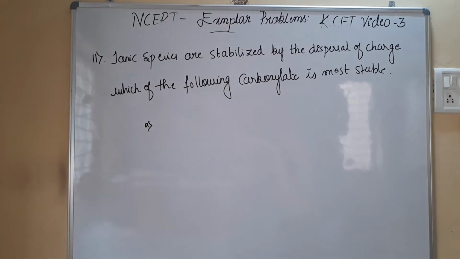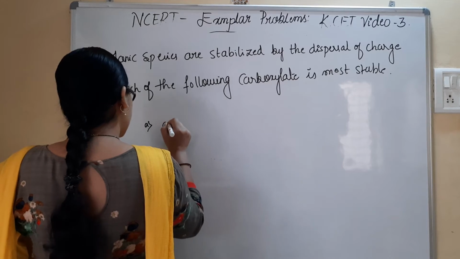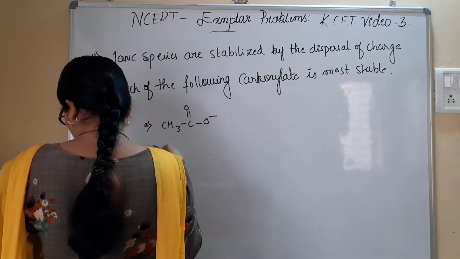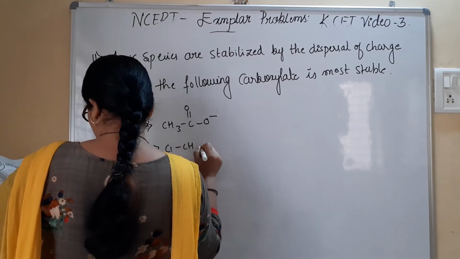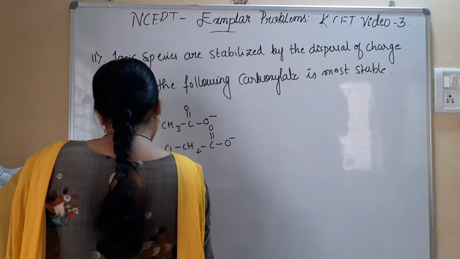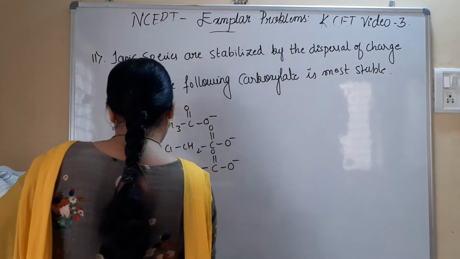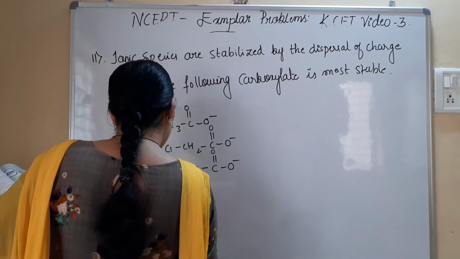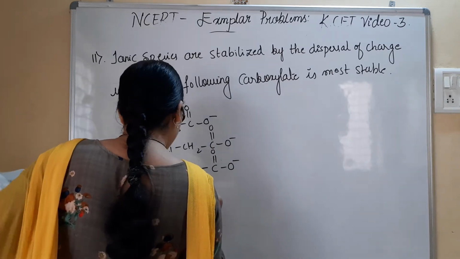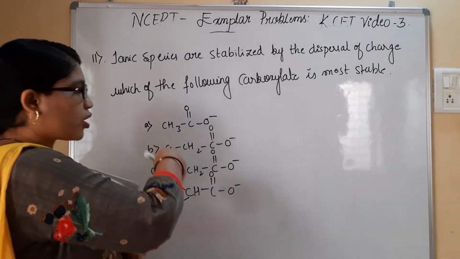Option A. So in this option A, I must write CH3, C double bond O, this is O minus. Then B, Cl, it is CH2, C double bond O, it is O minus. Then C, F, I have CH2, C double bond O, O minus. Then I have D, here I have F, here I have carbon CH, here I have F, then C double bond O, then it is O minus. Okay, so these are the 4 options I have here.